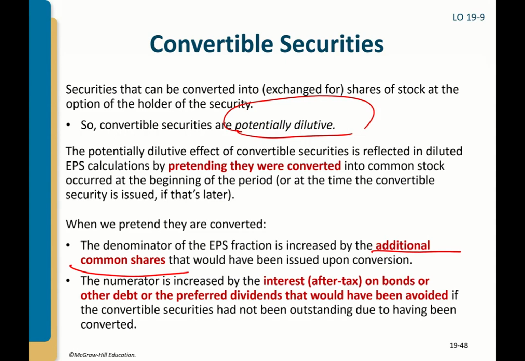The numerator is increased by the interest after tax, or net of tax, on bonds or other debt, or the preferred dividends that would have been avoided if the convertible securities had not been outstanding due to having been converted.